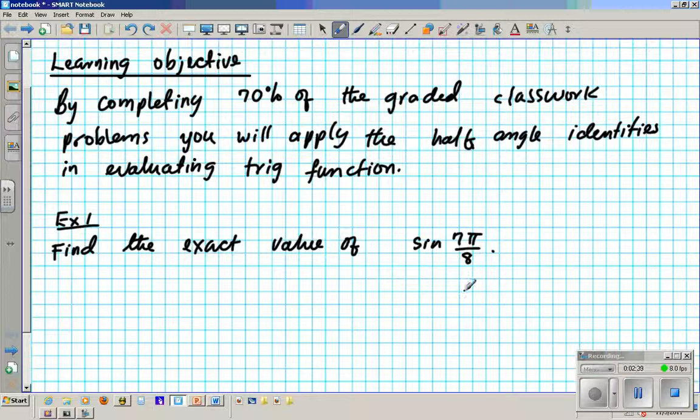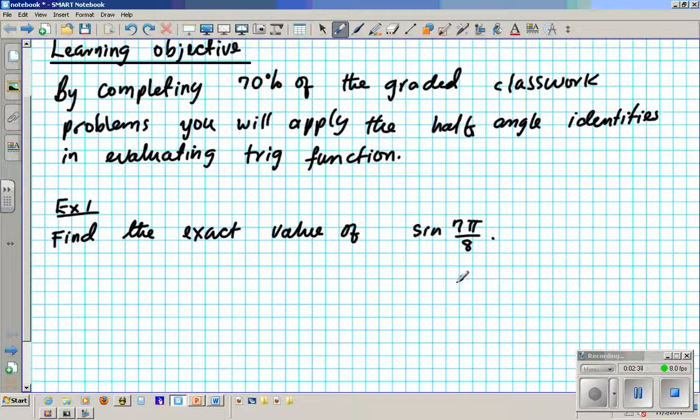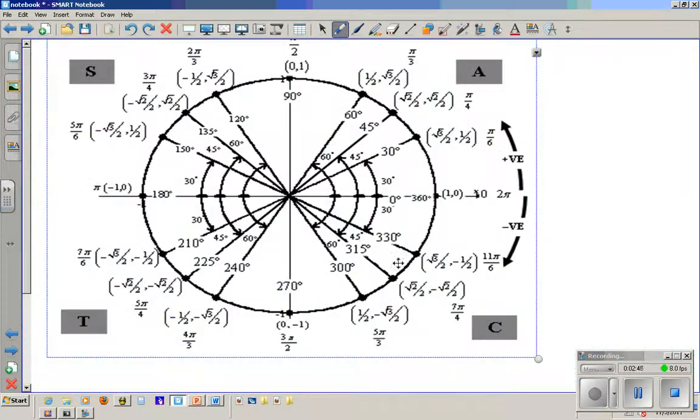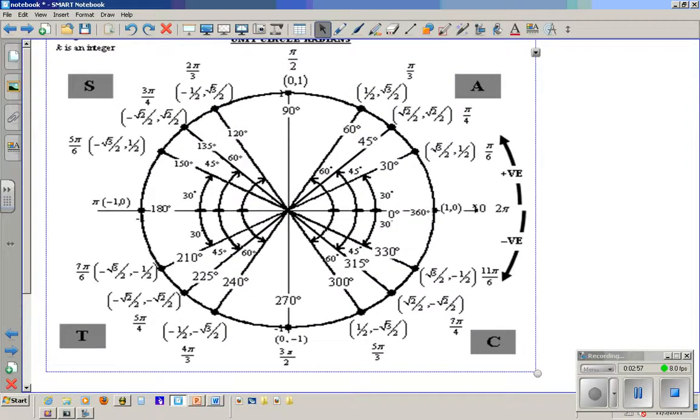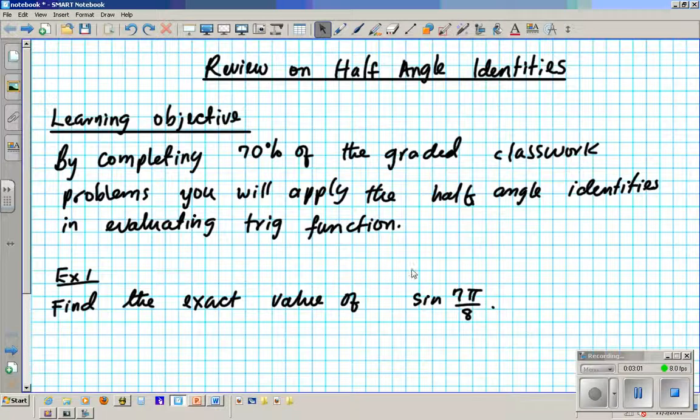Alright, so first thing I want to do is look at this angle right here, sine 7 pi over 8, and I can ask myself, is this angle a common angle, or is it on the unit circle? So let's look at our unit circle real quick. 7 pi over 8. Let's see, 7 pi over 6. I do not see 7 pi over 8, 7 pi over 4. 7 pi over 8 doesn't seem to be on the unit circle, so I have to work on that.